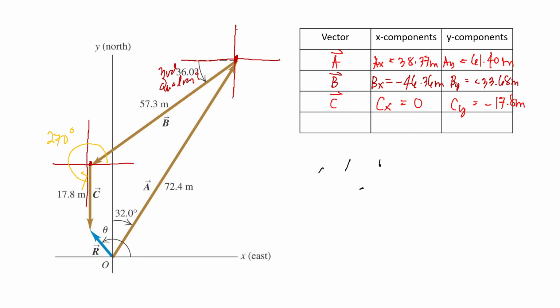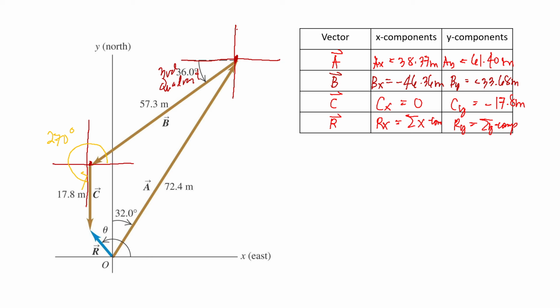We already have our AX, AY, BX, BY, and then CX and CY. Now you are ready to find the resultant vector R. Your Rx is just equal to the sum of your X components, and your Ry is just equal to the sum of your Y components.